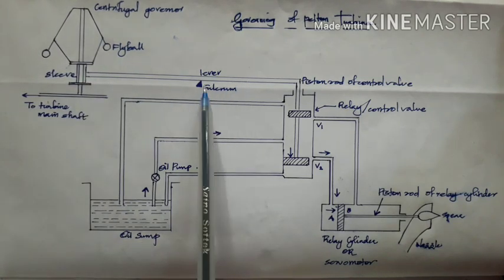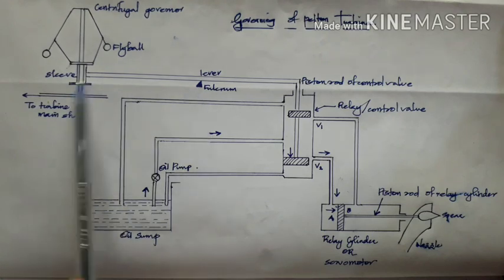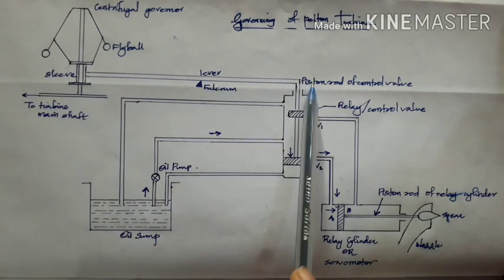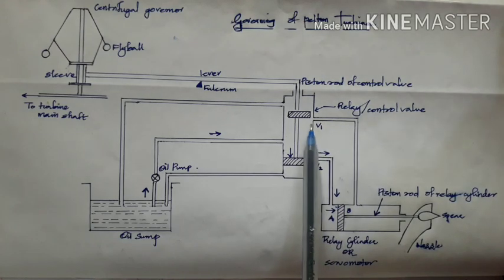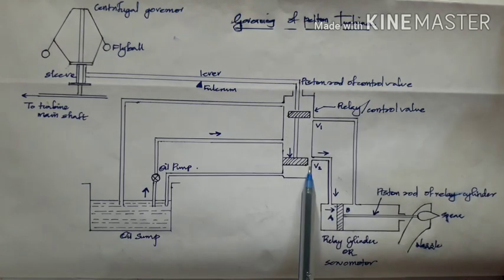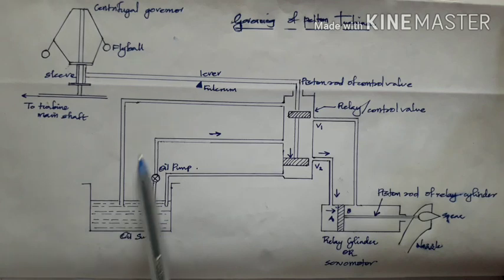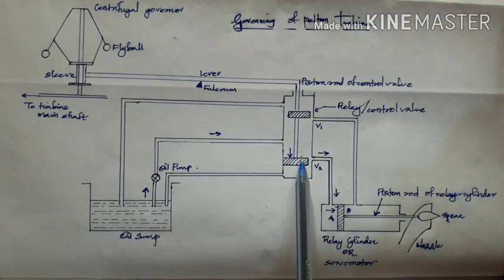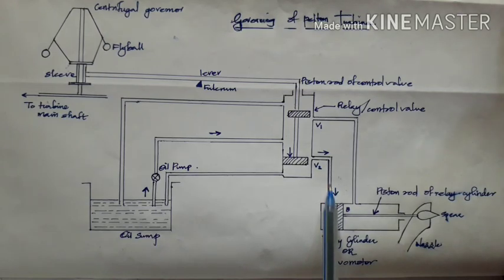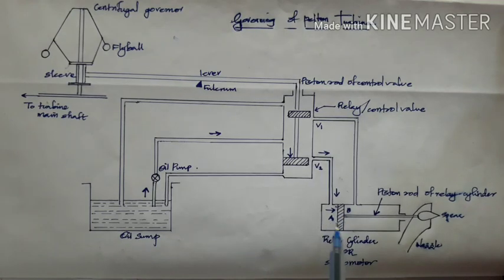And since this is a lever over fulcrum arrangement, it will cause the piston rod to move downward, and at that time the valve V1 will be closed and V2 will open. So at this point of time, the oil being pumped into the cylinder can only pass through the valve V2, reaching the relay cylinder and reaching the face A of the piston. So a force is exerted by the oil on the face A.